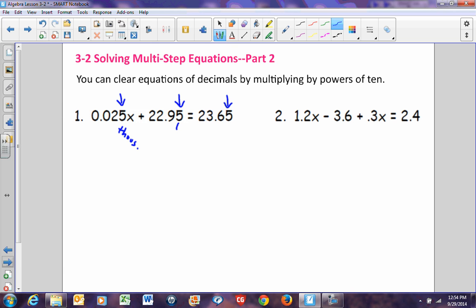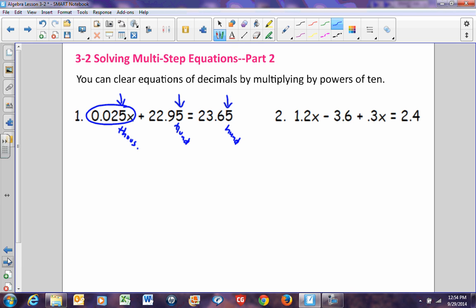This 5 is in the hundredths position. And this 5 is in the hundredths position. So the largest decimal, or the smallest decimal if you want to look at it that way, the decimal that has the most digits in it is in the thousands position. It's the first number right here.